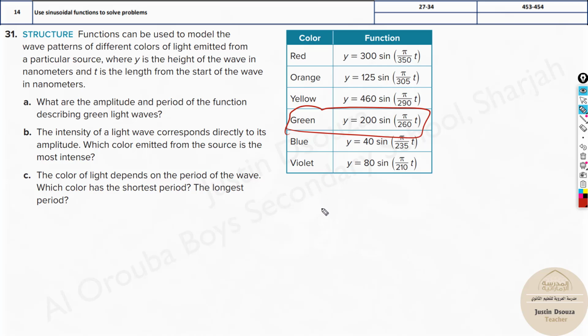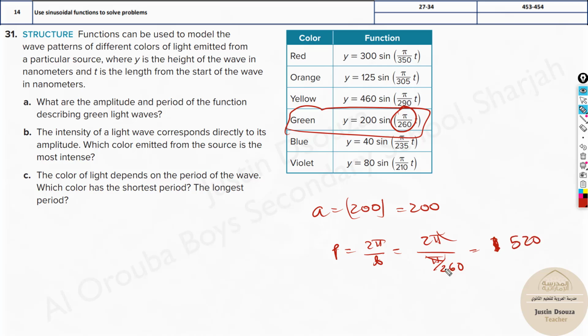Now we will just do amplitude. A is directly 200. Magnitude of 200, which is 200. What is the period, right? So the B value is known over here. So period is equal to 2 pi by B. 2 pi, the B value is the coefficient of t, whatever is over here, divided by pi by 260. Pi cancels and this goes up. It will be 520. Just multiply 260 by 2, it's 520. The unit is already given, both are in nanometers, so it is nm. So after 520 nanometers, it keeps on repeating this particular color, green color.